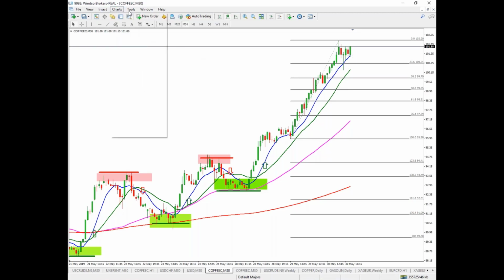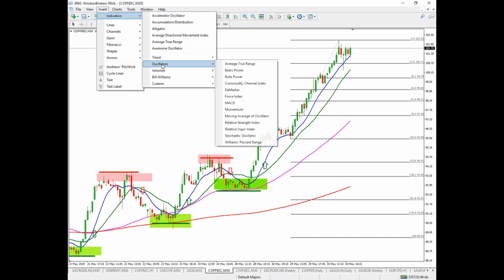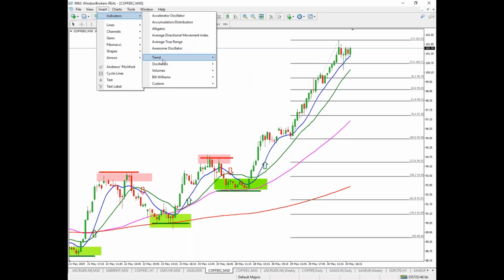If we now add, for example, Ichimoku studies, let's just find them.